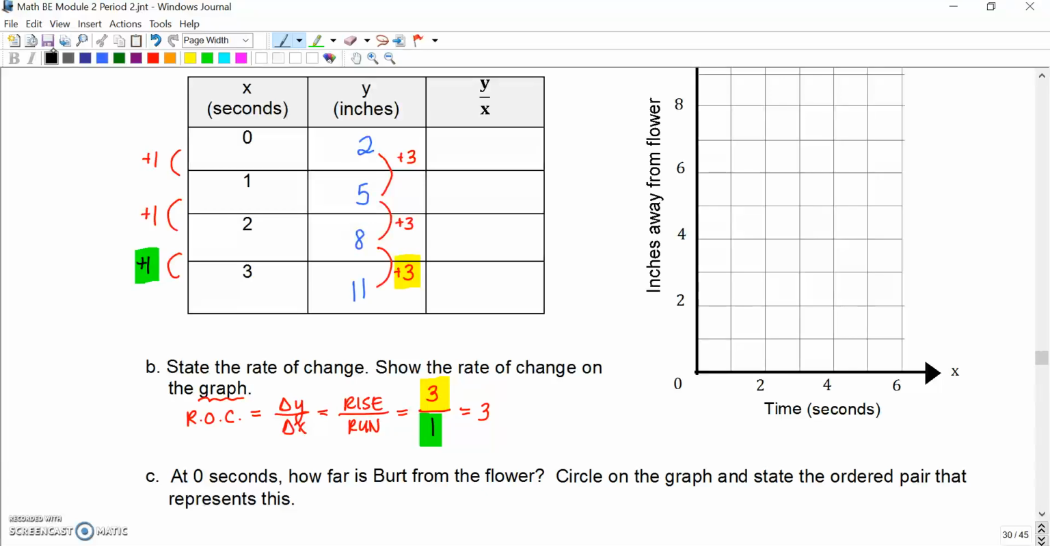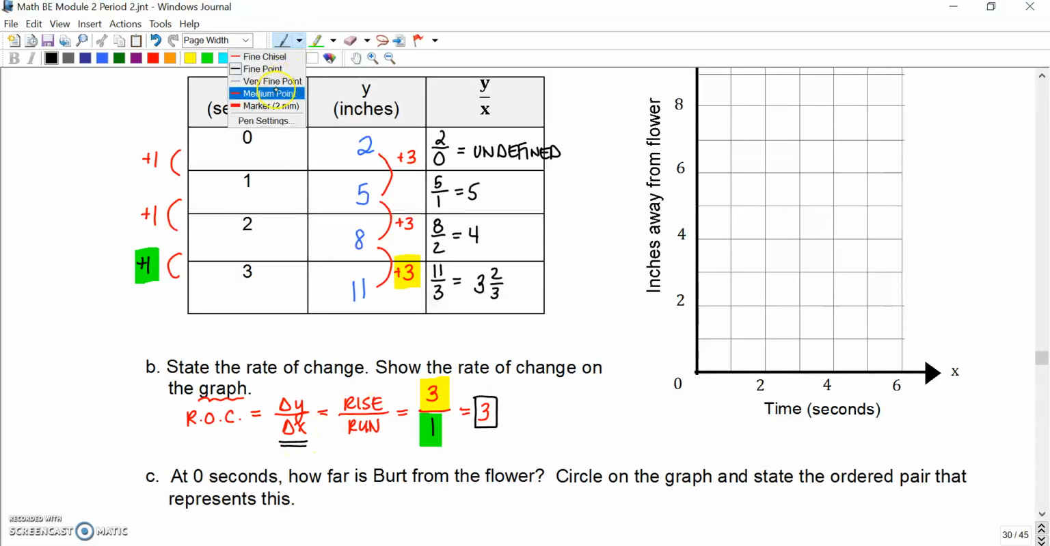It's also handy to do that to make sure that we understand the difference between the change in y over change in x and y over x. Because now when we do y over x, 2 over 0, which was undefined, we see we get different values. 5 over 1 is 5, 8 over 2 is 4, and 11 over 3 is 3 2/3. So we see that y over x no longer stays constant in these non-proportional relationships, but there is a rate of change, or a change in y over change in x.